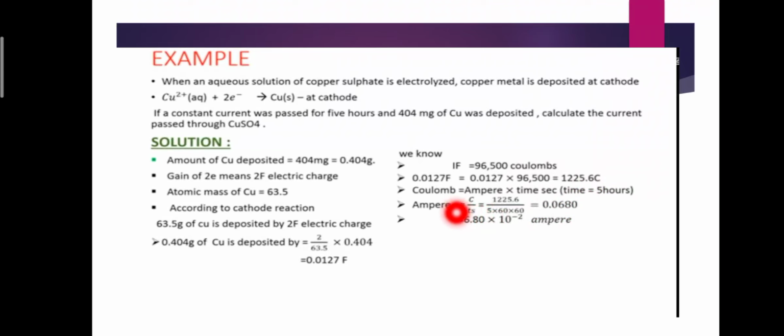Because the coulomb is equal to ampere multiplied by time in second. So time is equal to 5 hours. So ampere is equal to coulomb divided by time. We obtain 1225.6 coulomb divided by 5 into 60 into 60, because 1 hour contains 60 minutes and 1 minute contains 60 seconds. After calculation, we obtain 0.0680, which can also be written as 6.80 into 10 raised to the power minus 2. And the unit of current is ampere.